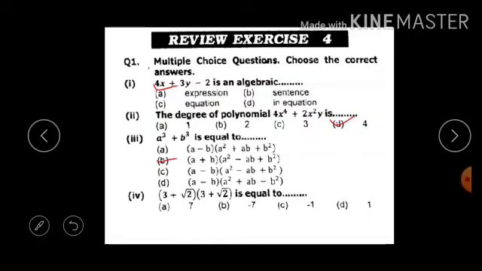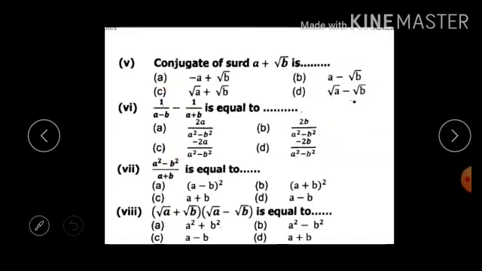Part 4. 3 plus square root of 2 multiplied by 3 minus square root of 2 is equal to 7 minus 1 and 1. The answer is A, 7. Part 5. Conjugate of surd A plus square root of B is, option A, minus A plus square root of B. Option B, A minus square root of B. Option C, square root of A plus square root of B. Option D, square root of A minus square root of B. So the answer is B, A minus square root of B.